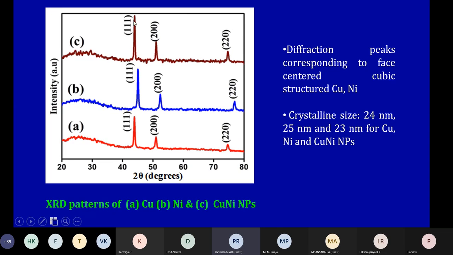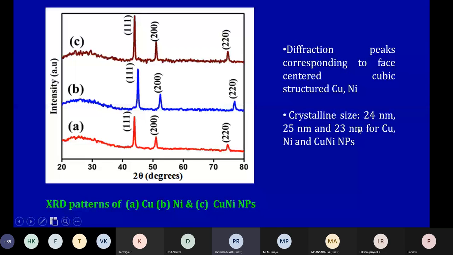Then this copper nickel also shows the same face-centered cubic structure, but there is a slight variation, a slight shift in the peak position when compared to the monometallic. There is a slight shift in the bimetallic. This was due to the copper atom in the nickel matrix and subsequent partial replacement with nickel atom. Using Debye-Scherrer's formula, we also find the crystallite size of the monometallic and bimetallic particles. Here copper shows 25 nanometer, nickel shows 25 nanometer, and the copper nickel bimetallic is 23 nanometer.